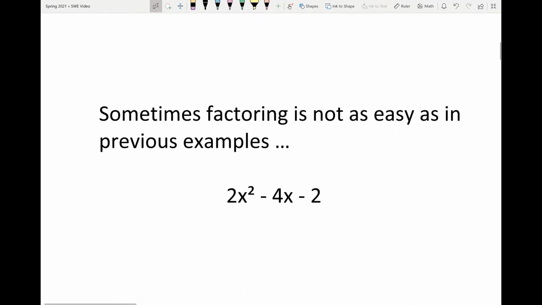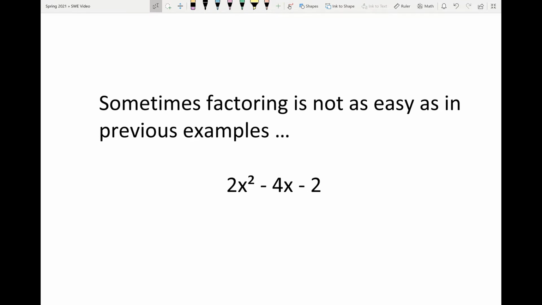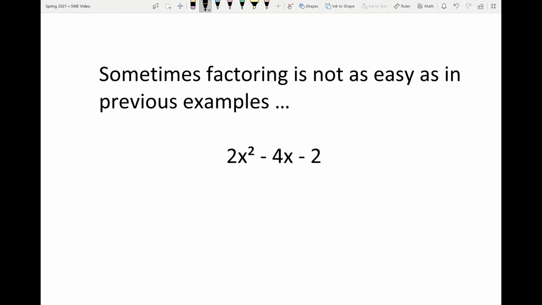Now when we're factoring, sometimes it's not going to go as easy as it has for some of the previous examples that you've done. Like in this example, you might start by finding two numbers that would multiply to the a and c terms multiplied and add to the b term. That would give -4 and -4. Now there's no two numbers that would add up to -4 and would multiply to -4. So you can't do it by this method.